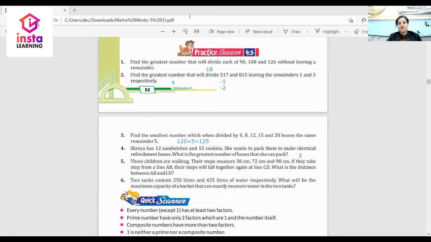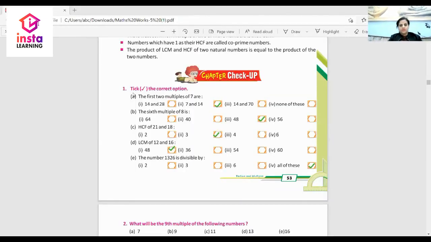Okay. Now, yes, we have come to the end of our fifth chapter. In that, the fourth chapter is done. 4.5 is also done. And now we will do the chapter checkup. In that, the first two multiples are 7 into 1 and 7 into 2, 14. So this is that. The sixth multiple means 8 sixes are 48.